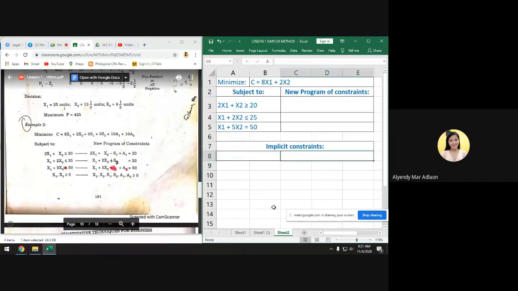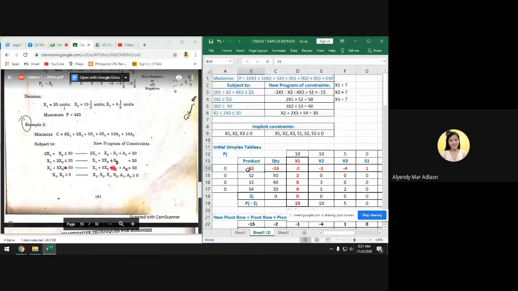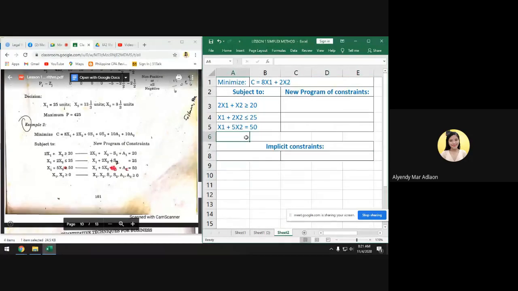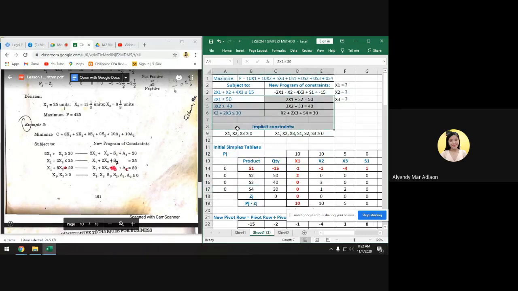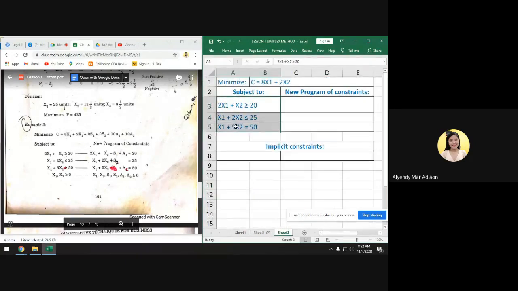Class, if you remember, previously we talked about the big four. It was the big four because we had four constraints. But this time, we are no longer the big 4, because we have three constraints, so we are the big 3. This does not mean that maximization must have four and minimization must have three. It depends on the number of constraints. It can be 5, 6, 4, or 3 depending on the problem. So that is our constraints.